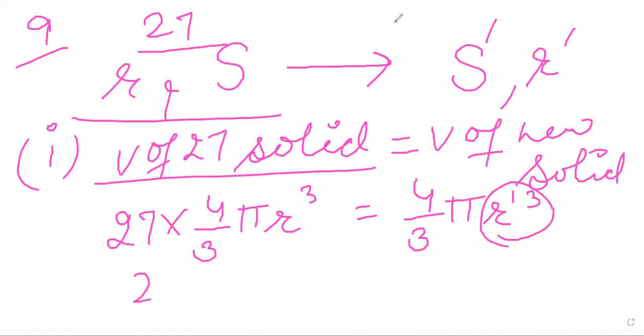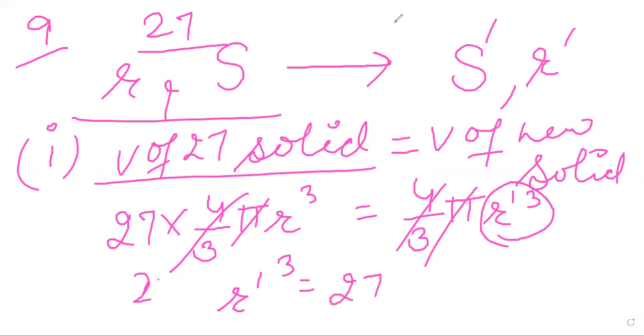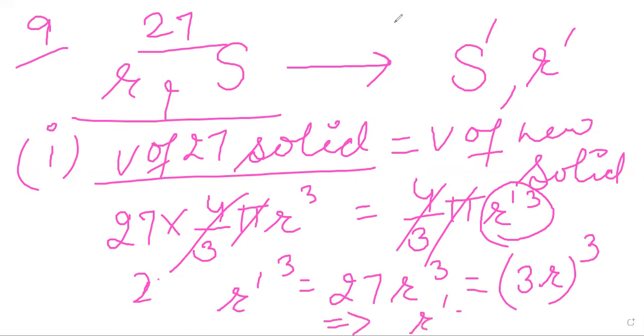Bring everything else to the other side. 4/3 pi and 4/3 pi cancel. It will be r dash cube is equal to 27 r cube. 27 means 3 cube, so it will be 3 r cube. So r dash cube is equal to 3 r cube. This implies r dash is equal to 3r. So from here r dash is 3r.